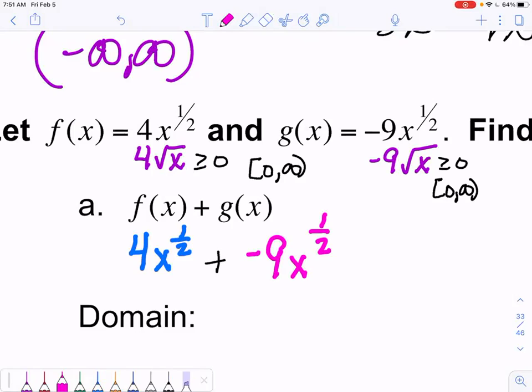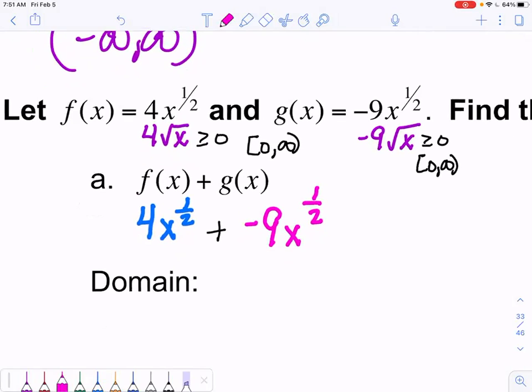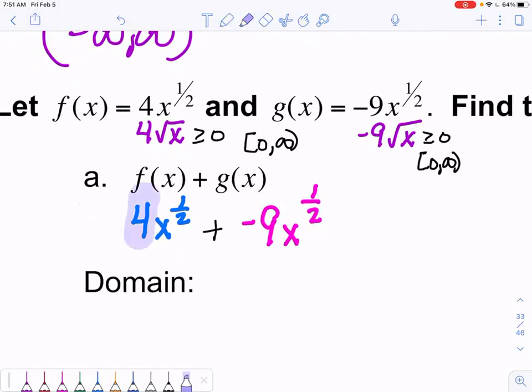So Lacey, when you add these together, what are you really adding together? Yeah. So those are like terms. They're like radicals. So Lacey, when you add them together, you get. Yeah. So the x part stays the same. It does not change. I'm not adding the exponents. I'm not doing anything with the x. You're just adding the coefficients.